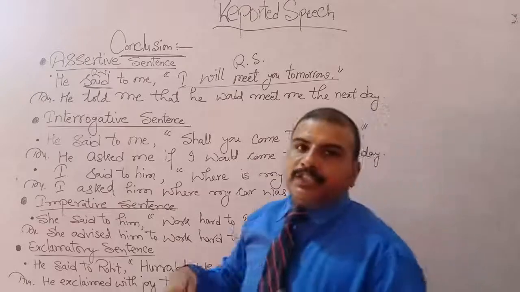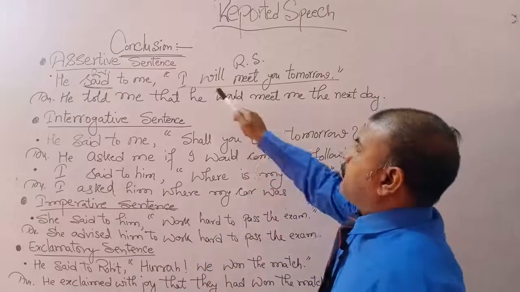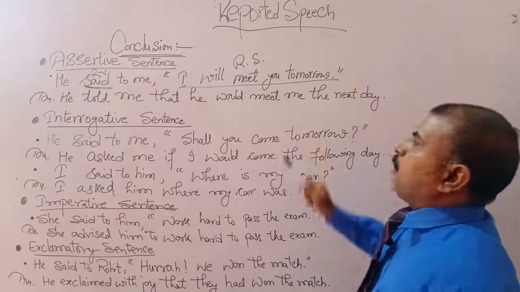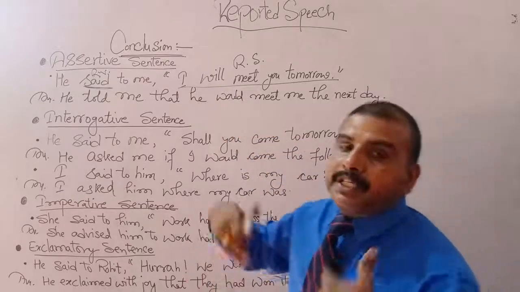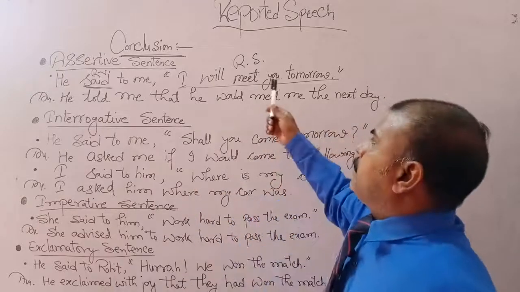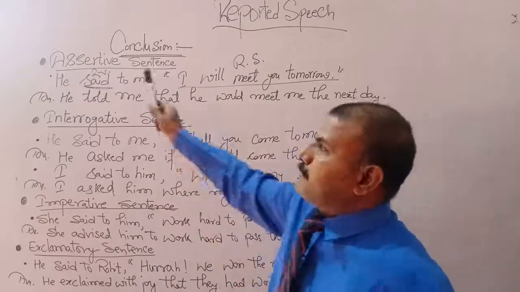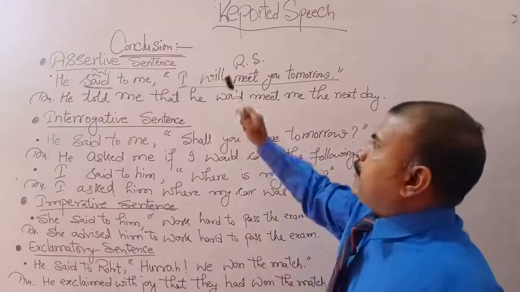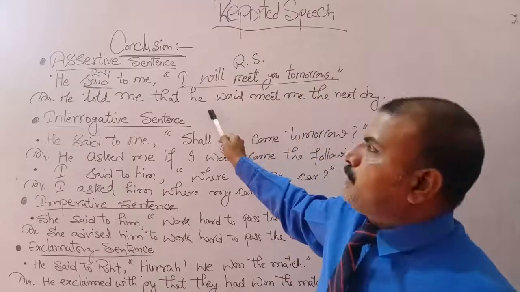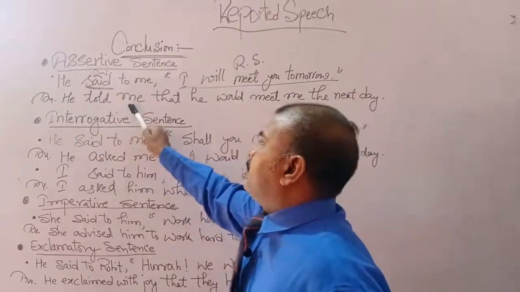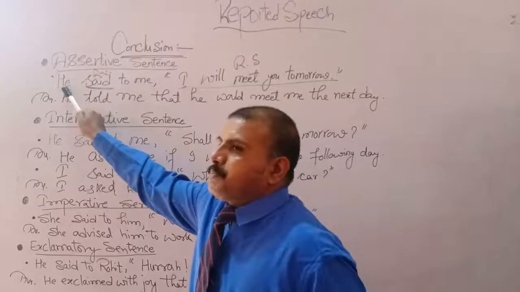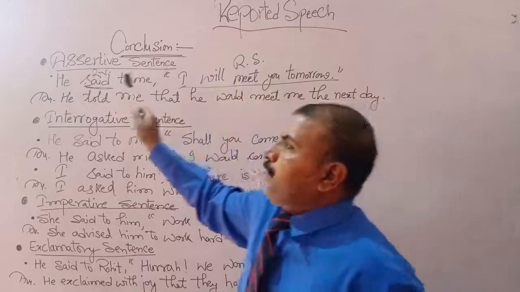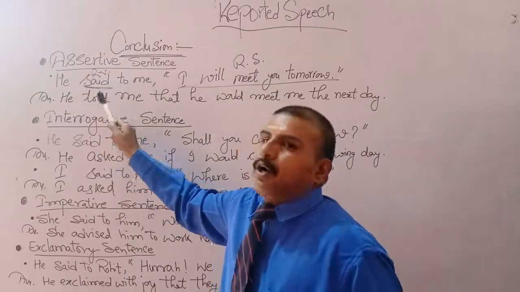Now, the next step is to see which kind of sentence the reported speech belongs to. "I will meet you tomorrow." In this sentence, something is stated by the speaker, so it comes under the category of assertive sentence. For an assertive sentence, we convert this direct speech to indirect speech in this form: He told me that. Here, speaker and listener both are mentioned, and for an assertive sentence we use the past tense said or told.